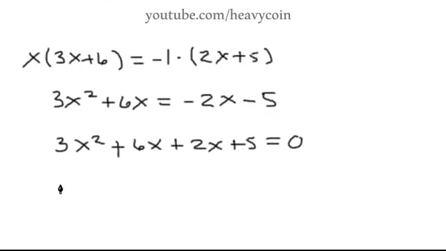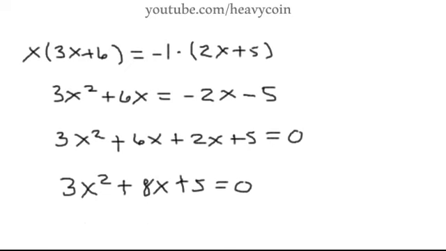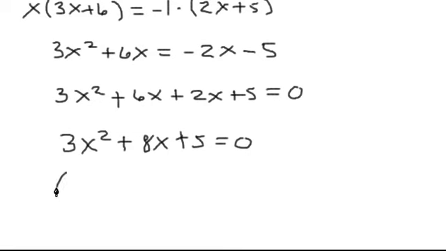So now we want to collect up our like terms, write this thing in standard form. 6x plus 2x is 8x, and then plus 5, and that's all equal to 0. Alright, so now we want to factor this. Well, the only thing that we can possibly do is write a 3x and an x, because 3 times 1 is 3. Those are the only two factors of 3, 3 and 1.